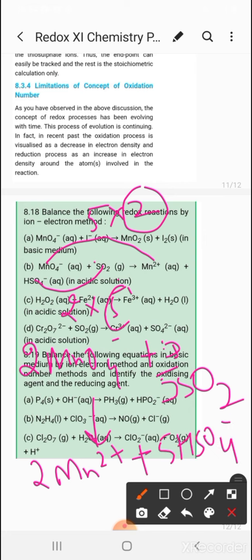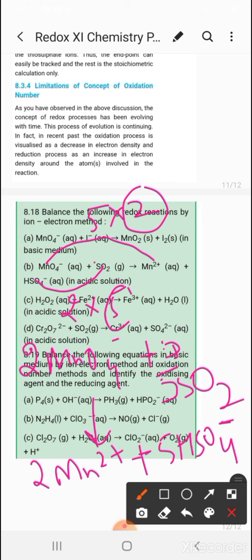Now, because this is in the acidic medium, in acidic medium you have to add the H positive ions. So the first step will be the balancing of oxygen. Later on we'll balance the charge, but in the basic medium first we have balanced the charge, then we have balanced the oxygen, but here we will firstly balance the oxygen. So if you look at the oxygen, the total number of oxygen on the left hand side is 18, fine, and to the right hand side it is 20.